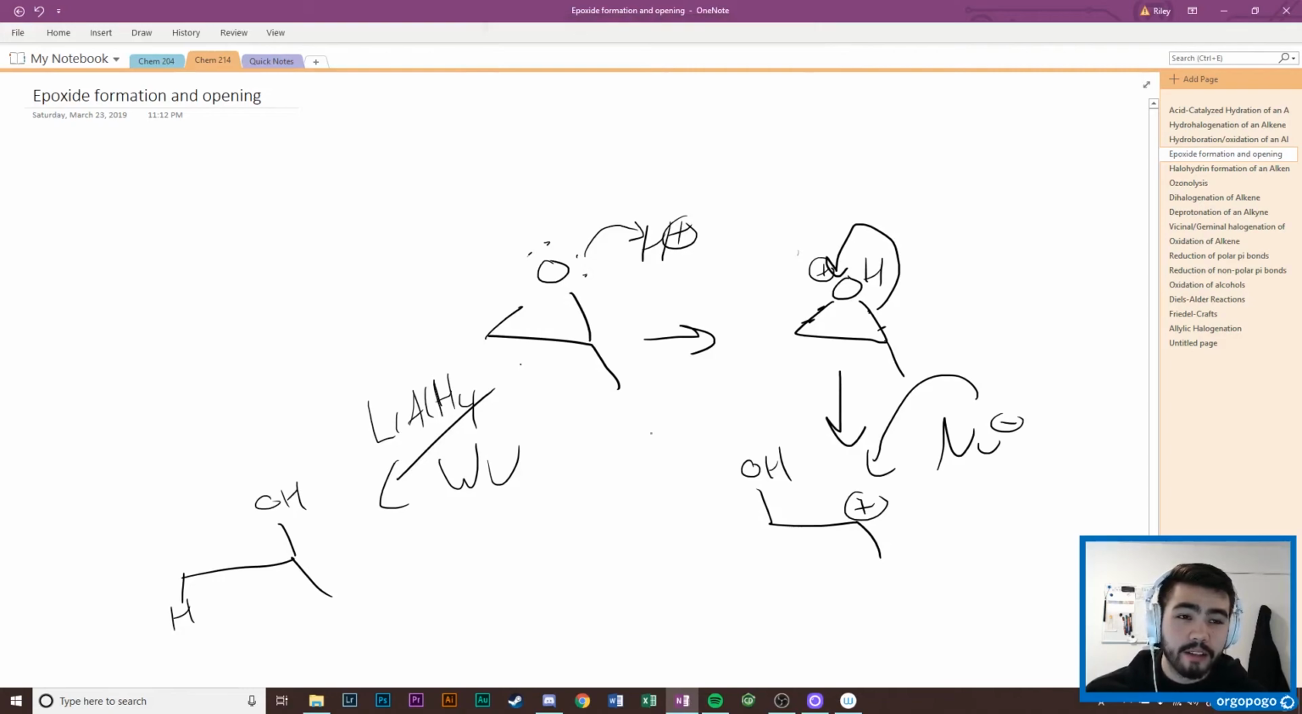Nucleophiles you can add to this are probably just going to be a Grignard, maybe a deprotonated alkyne. But yeah, this is what we're going to be using epoxides for.